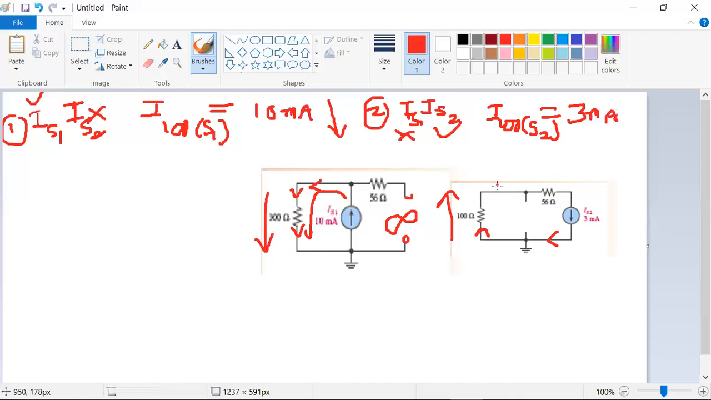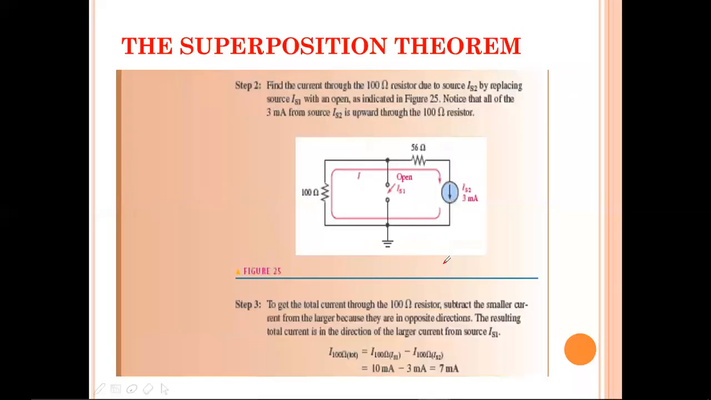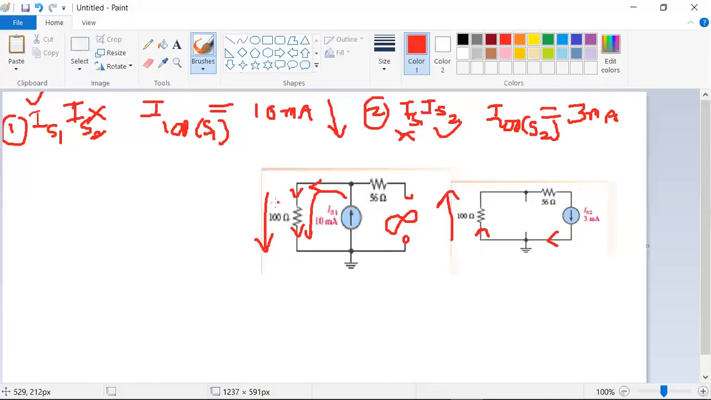Hence, how much is the differential current that will travel through this 100 ohms? For finding the differential current, you should depend upon the two conditions. Here I explained clearly. For this, to get the total current through the 100 ohms resistor, subtract the smaller current from the larger, because they are in opposite directions. See, here one is downwards, one is upwards.